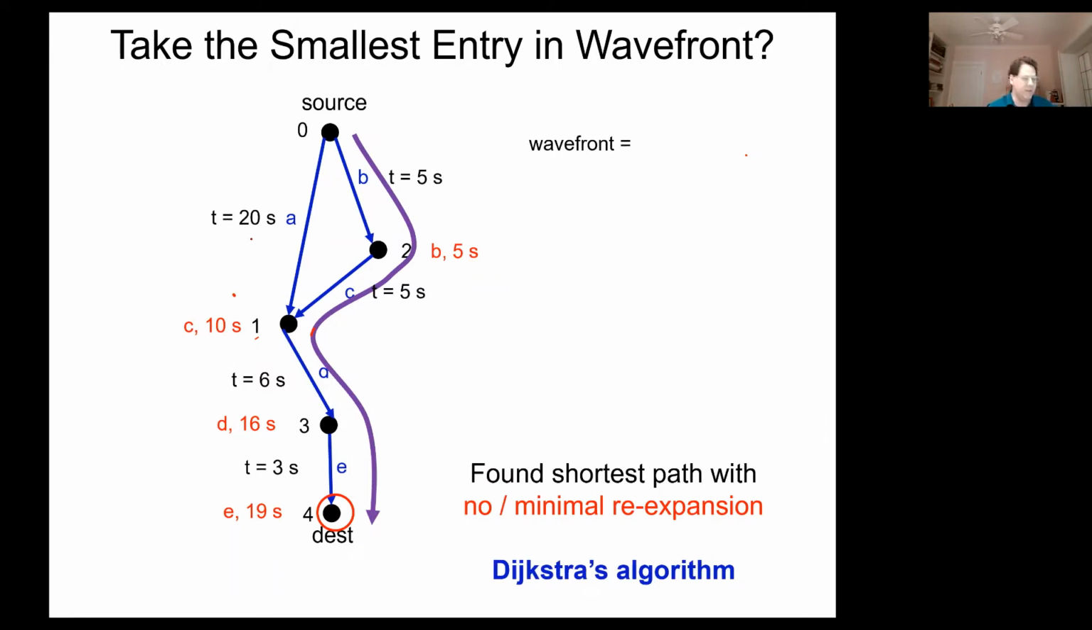Okay, this is actually given a name. So it's a small enhancement on breadth first search. All that we're doing is we're making sure we take the smallest travel time out of the wavefront for when we decide what to do next. The algorithm's important enough, it's given a name. It's called Dijkstra's algorithm after its inventor.